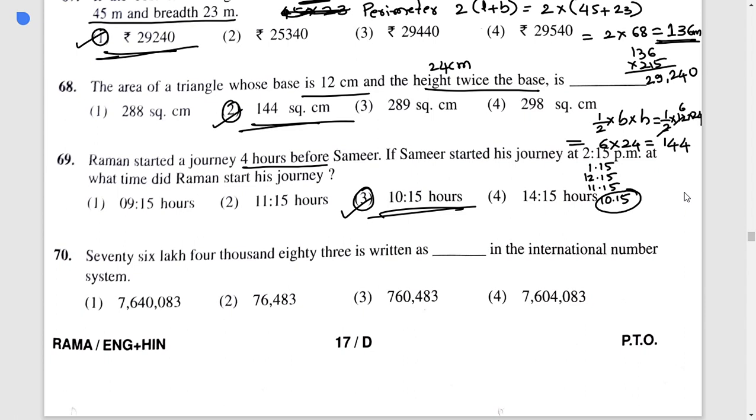Now go to question number 70. 76 lakh 4,083 is written as dash in the international number system. So first you write it in the Indian system. 76,04,083. Now convert it into the international system. 7,604 is not correct. This is also not correct. So the last option is the correct one.